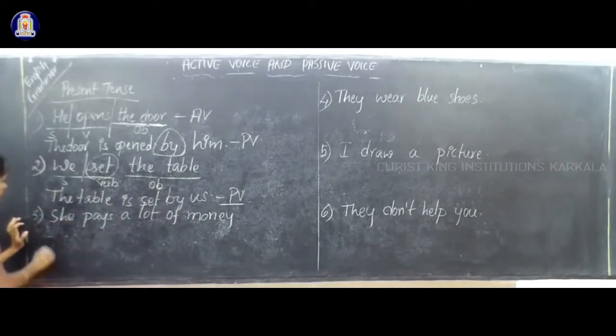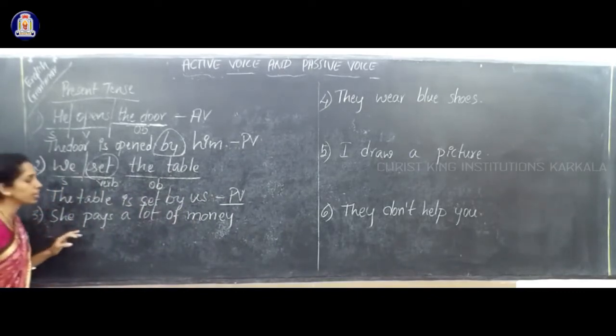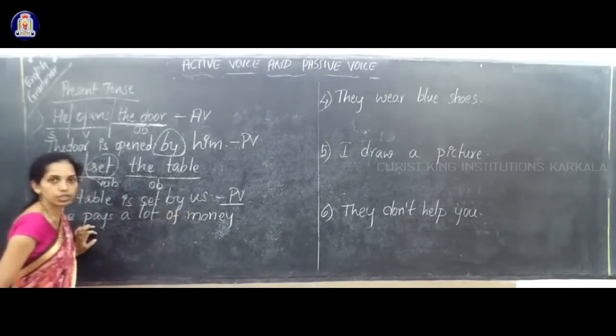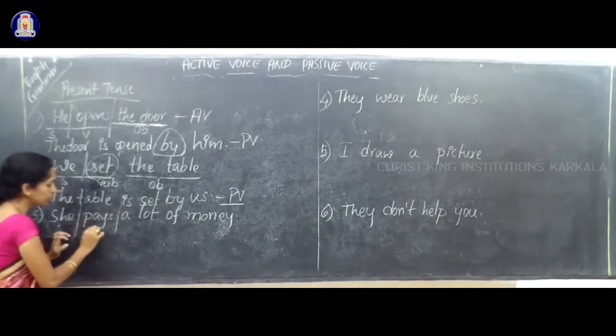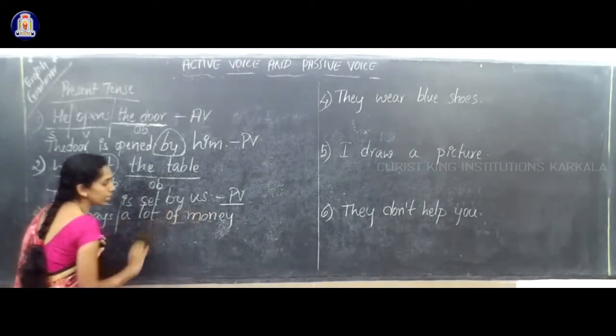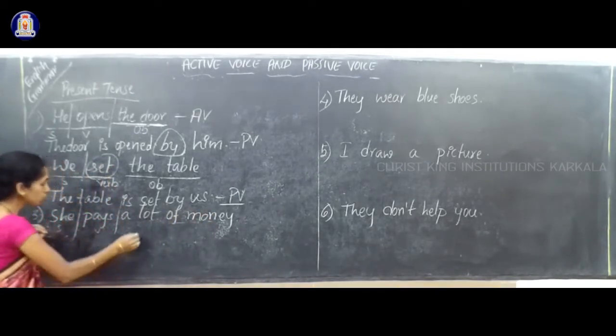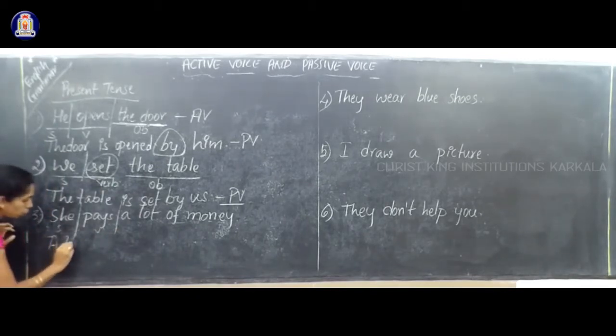Let us look at the third sentence. She pays a lot of money. So she is the subject, pays is the verb, a lot of money is the object. So let me write a lot of money.